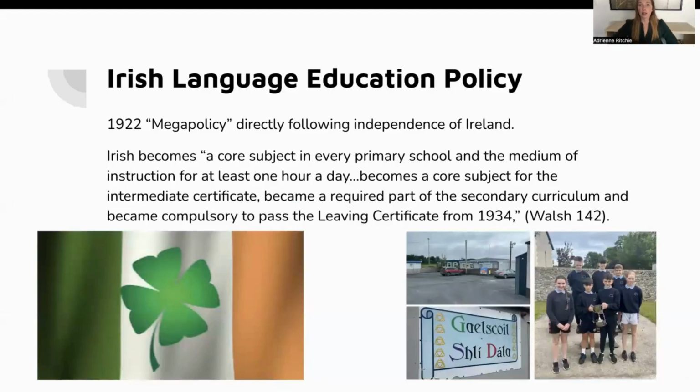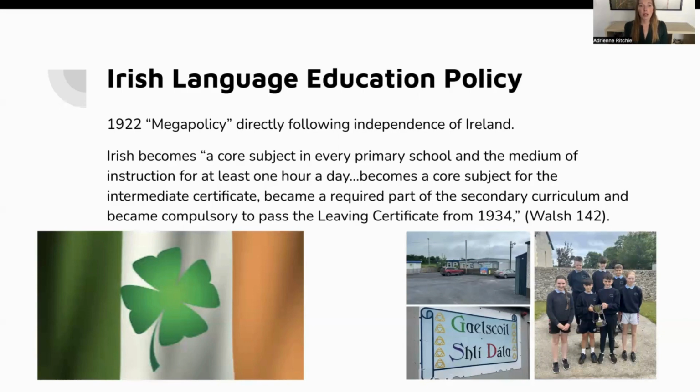So the Irish language education policy was very impactful. When the Irish state was founded in 1922, almost at the exact same time, there came out what is termed by researchers as a mega policy. I don't have a lot of time to go into as much detail as I would like, but in short, this was them making the Irish language a core subject in every primary school and the medium of instruction for at least 1 hour a day in all schools.